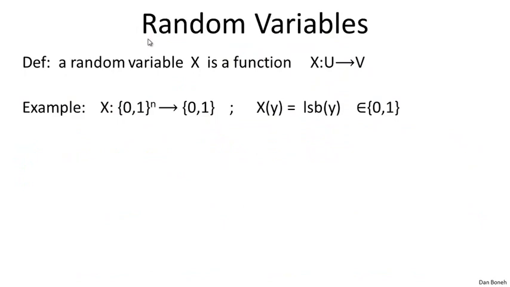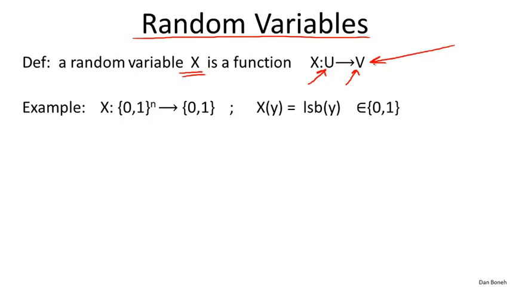The next concept we need to define is what's called a random variable. Now, random variables are fairly intuitive objects, but unfortunately the formal definition of a random variable can be a little confusing. So what I'll do is I'll give an example, and hopefully that'll be clear enough. So formally, a random variable, denoted say by X, is a function from the universe into some set V. And we say that this set V is where the random variable takes its values.